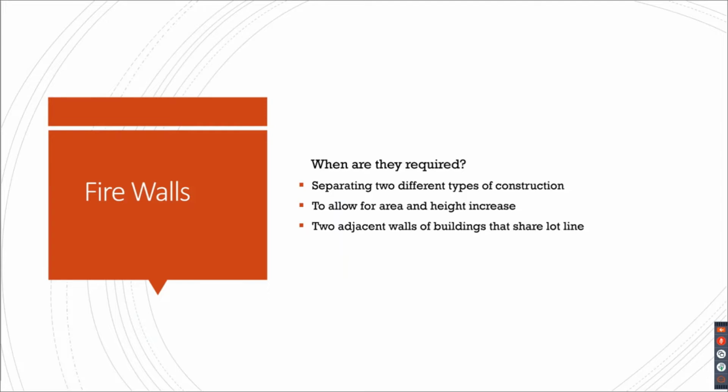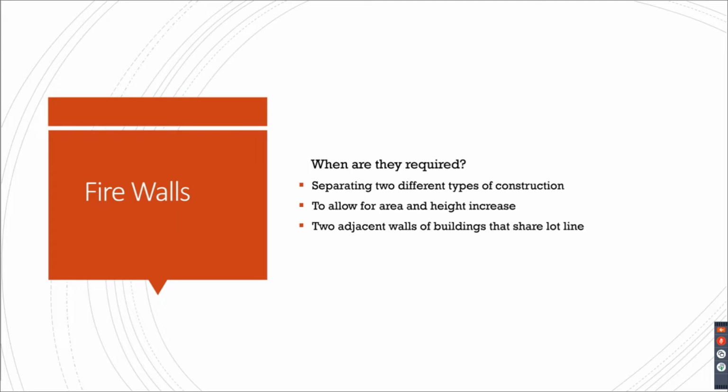So code's not super clear. Well, it is, but you kind of have to know where to go. When are firewalls required? You get there through different sections of code, or you can just read this slide. It's when you're separating two different types of construction, to allow for area and height increases, and for two adjacent walls of buildings that share a lot line.